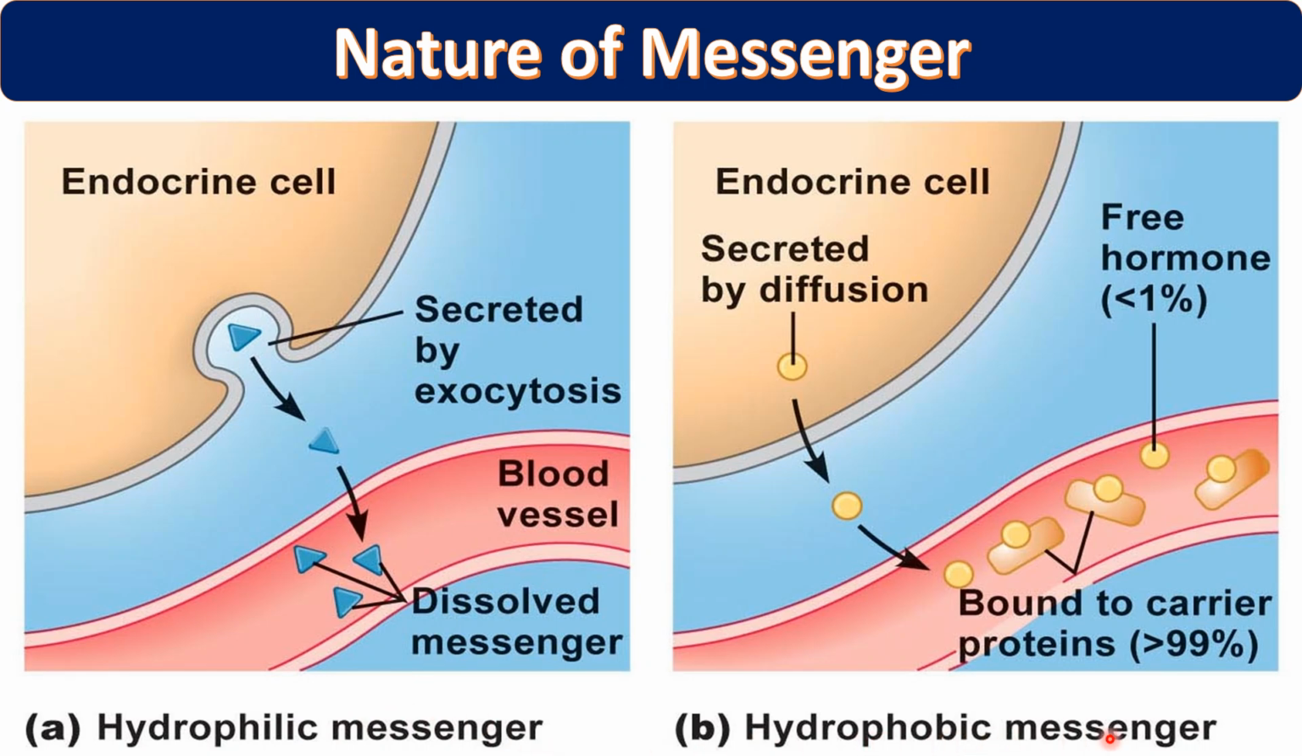Second category is hydrophobic messengers. These molecules are released by cells through diffusion, because the plasma membrane is hydrophobic. But blood is hydrophilic in nature, with water as its maximum content, so these hydrophobic messengers are not able to travel alone. They need carrier molecules. So hydrophobic messenger molecules always travel in the circulation associated with carrier proteins, and in most cases it will be albumin. Because they are hydrophobic, they easily cross the plasma membrane, and their receptors normally lie in the cytoplasm or inside the nucleus.